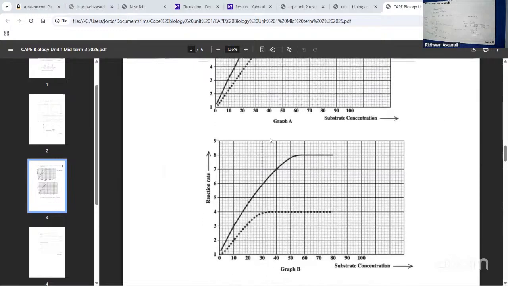Right, so in graph B now, how are we describing that trend? With the inhibitor, was there any point of equalization where both of them had the same reaction rate? No, right? So you'd state that. The enzyme with the inhibitor had a significantly slower reaction rate compared to without an inhibitor, and there was no point of equalization, or no point at which both reaction rates were the same.